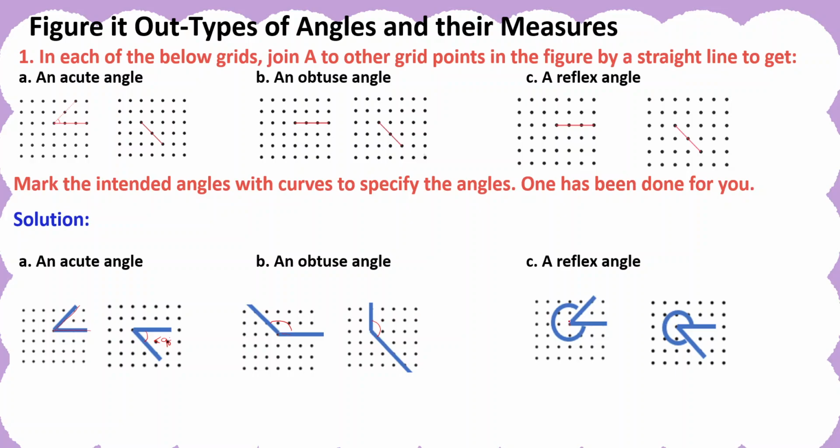Reflex angle. Here straight line they have given, we have joined another line slanting from this at 45 degrees. So the reflex angle is like this, which is greater than 180 and less than 360 degrees. The second example for the reflex angle is a slanting line given. So we have drawn a horizontal one. So the reflex angle is the other side of this vertex.